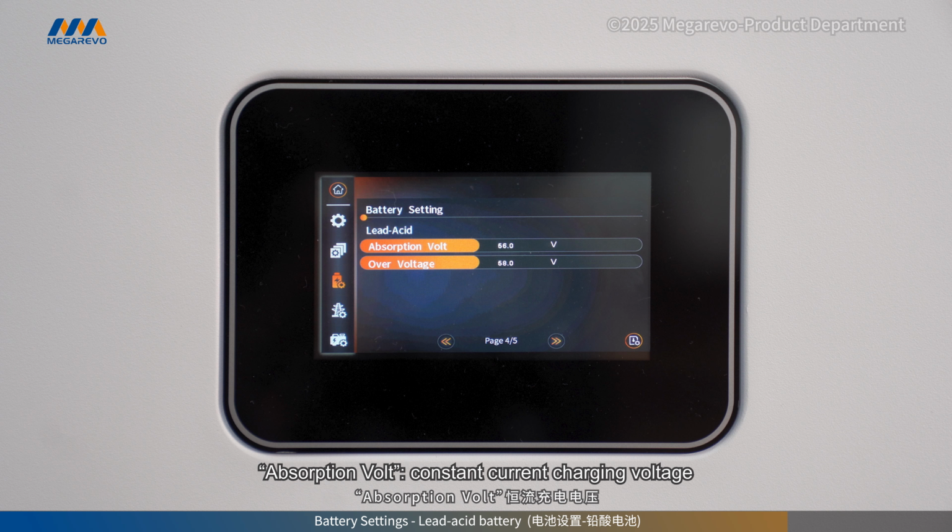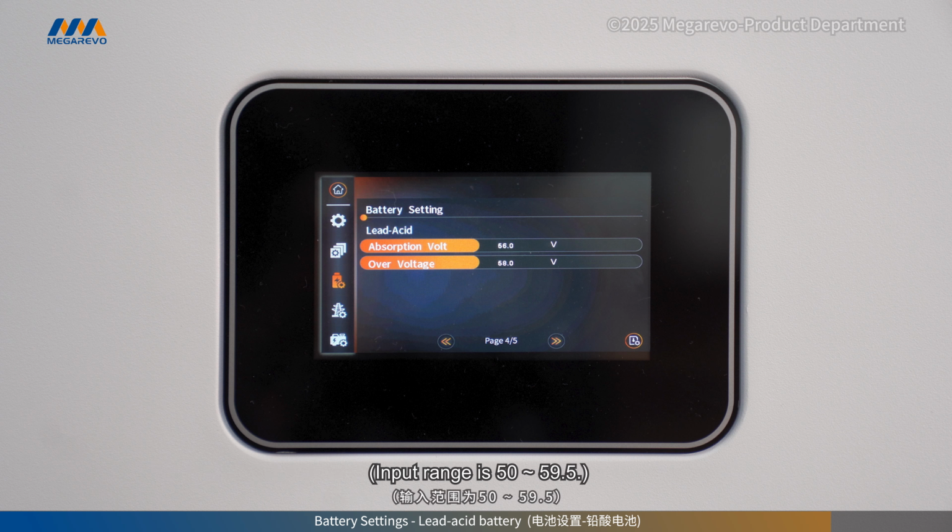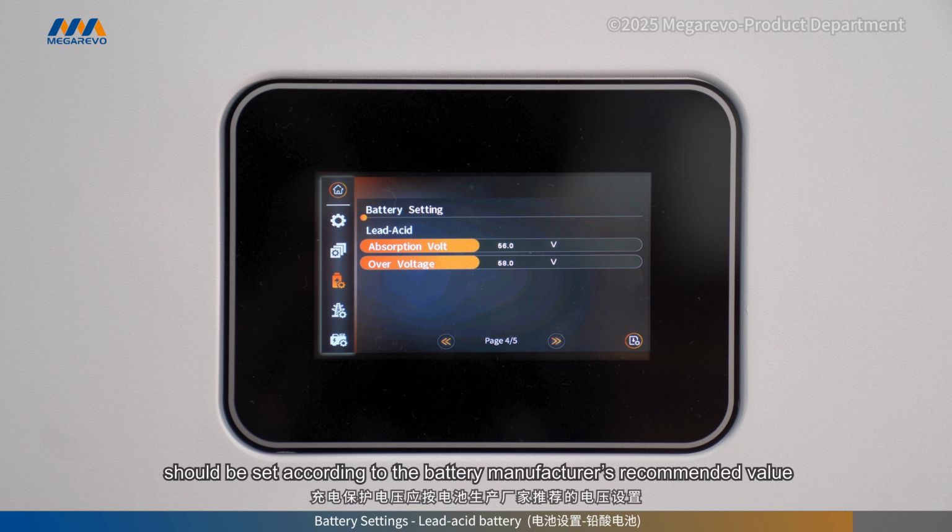Absorption volt, constant current charging voltage, the second stage of lead-acid battery charging. Overvoltage, overvoltage protection voltage for lead-acid battery charging. Input range is 50-59.5. The overvoltage protection voltage should be set according to the battery manufacturer's recommended value.